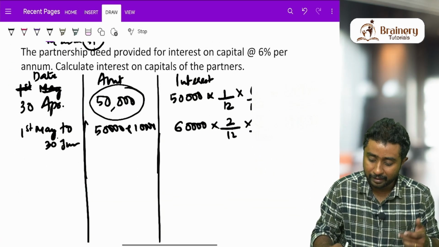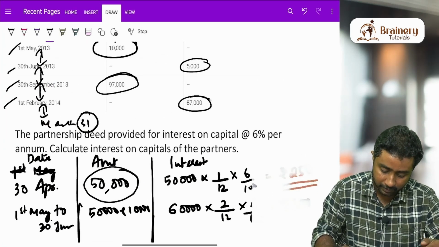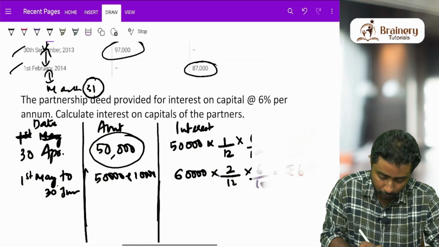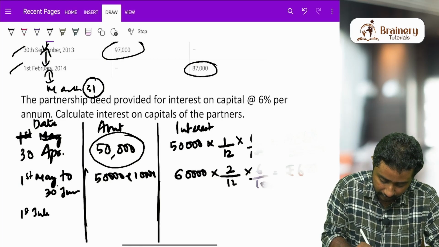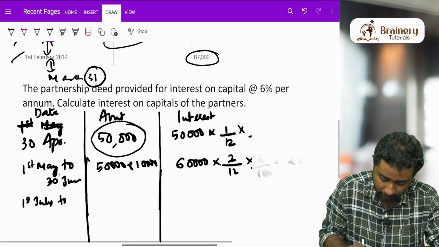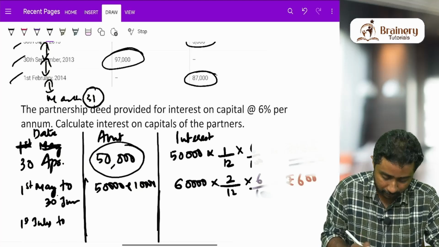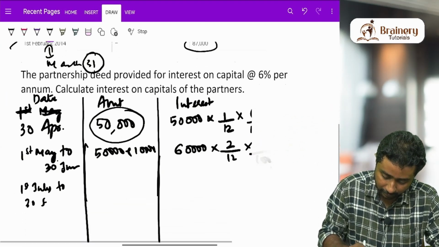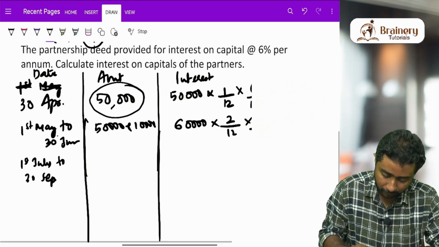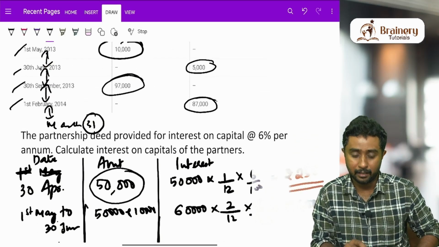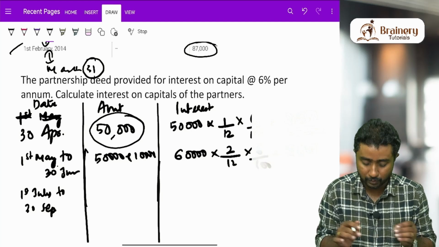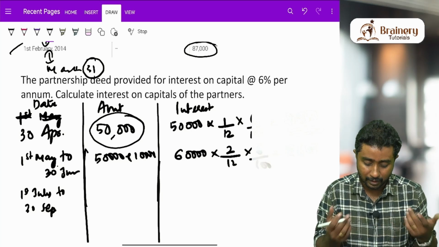Now when you have to calculate the next interest, from which date to which date? On 30th June one change is happening. So after 30th June means obviously July onwards. 1st July to which date? 30th September. We have to calculate the next interest. Hope you are getting the link why we are writing like this, or why we are mentioning 1st July to 30th September, because on all these dates the amount has changed.